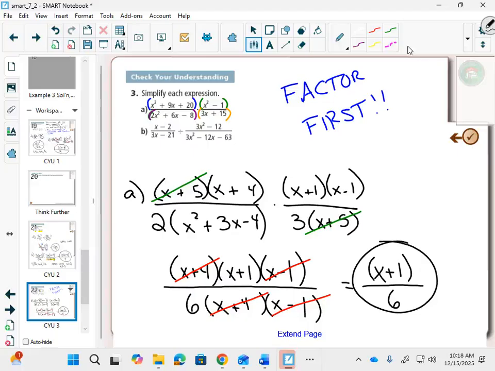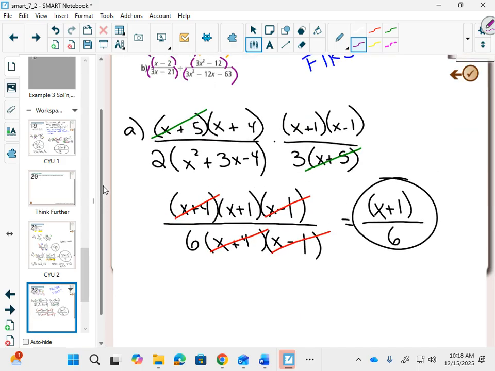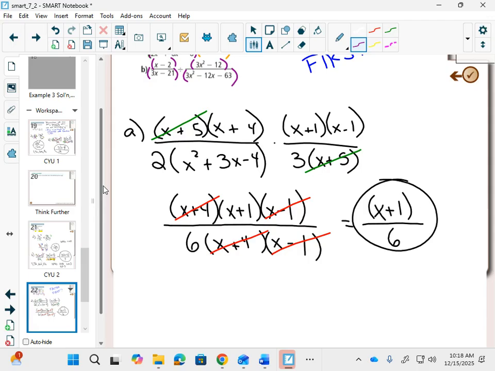Okay, so same thing in B. If I added brackets, right now these are all grouped together and I'm dividing. Right, we're dividing, so we need to multiply by the reciprocal. But right away, I see that I could factor out a 3. So I'm going to do that right away. Change it to multiplying.